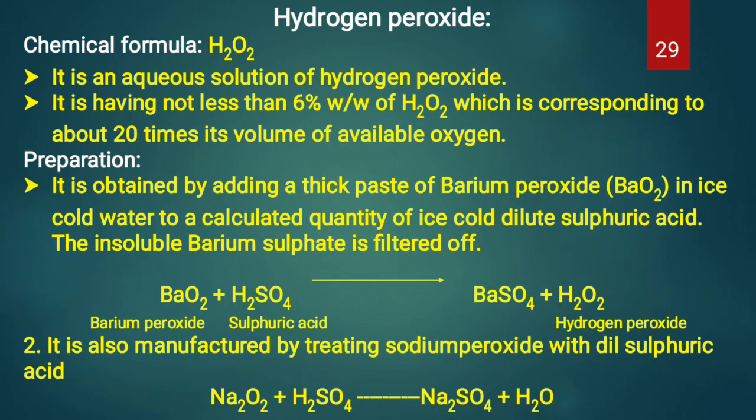Preparation. It is obtained by adding a thick paste of barium peroxide in ice cold water to a calculated quantity of ice cold dilute sulfuric acid, whereby the insoluble barium sulfate gets filtered off. In the reaction, barium oxide reacts with sulfuric acid to form barium sulfate and hydrogen peroxide. Hydrogen peroxide may also be manufactured by treating sodium peroxide with dilute sulfuric acid. In the reaction, sodium peroxide or Na2O2 reacts with sulfuric acid to form sodium sulfate and water.